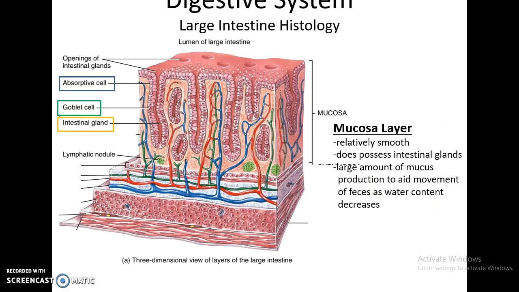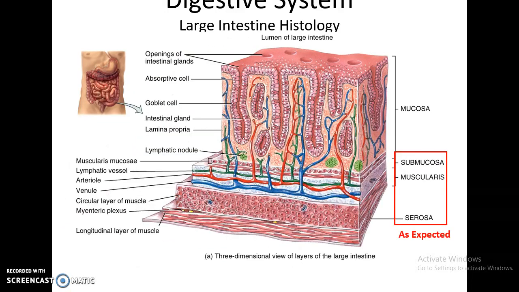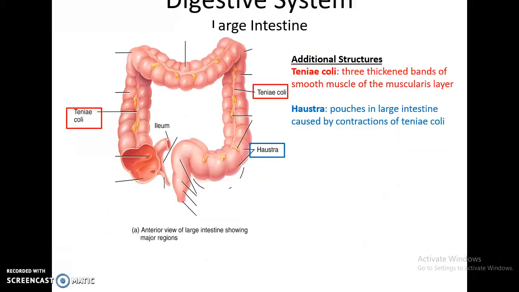The large intestine's histology is pretty basic. The mucosal layer is relatively smooth, although it does have intestinal glands that produce some water and especially mucus to allow materials to continue to move along the large intestine without damaging it. Then the submucosa, muscularis, and serosal layers are all as expected. Running along the length of the large intestine are strips of smooth muscle tissue called the taenia coli. They are rather thick bands, and their contractions form these little pouches called the haustra, or haustrum for one.